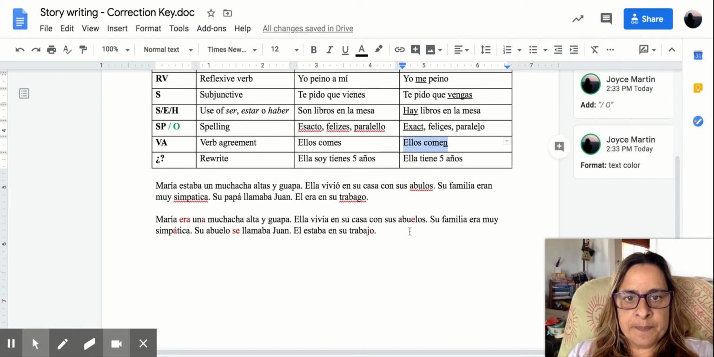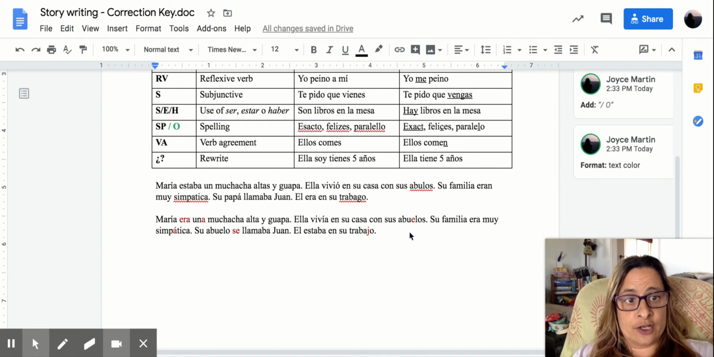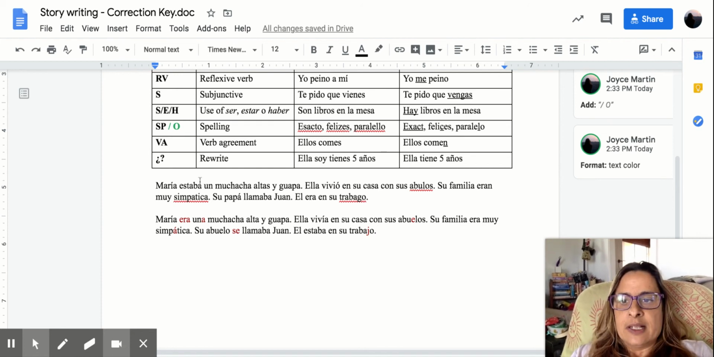Okie dokie. All right, so now let's look at my little mini paragraph and see how I would actually go ahead and grade this for you guys. So I'm going to start by looking at María estaba una muchacha altas y guapas. Okay, there's a bunch of problems here. The first problem is with the verb estaba.